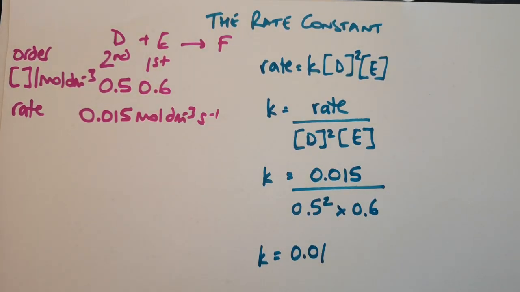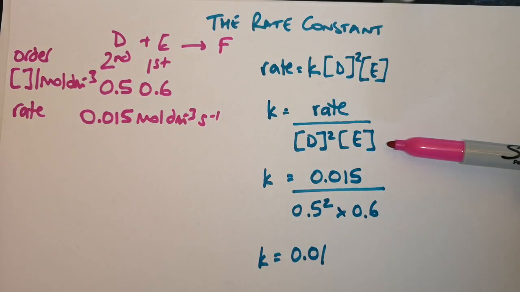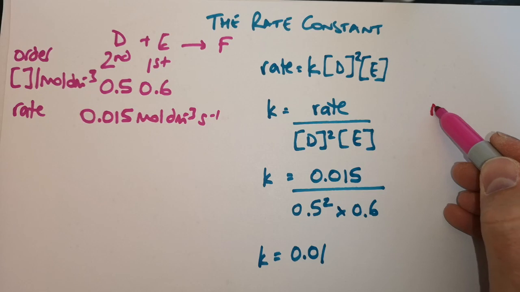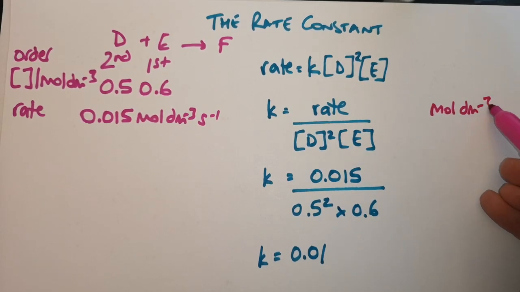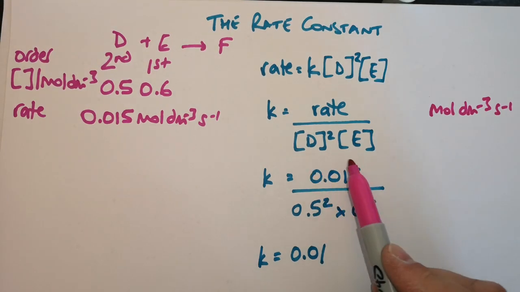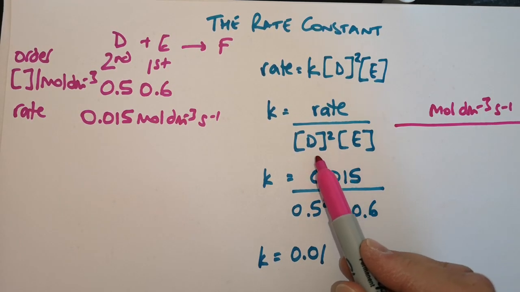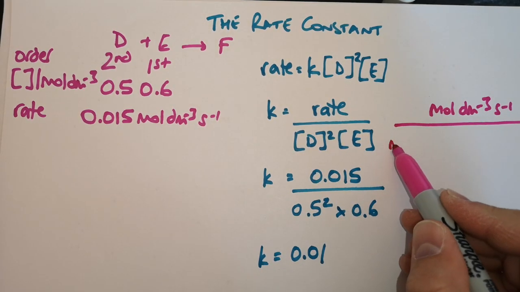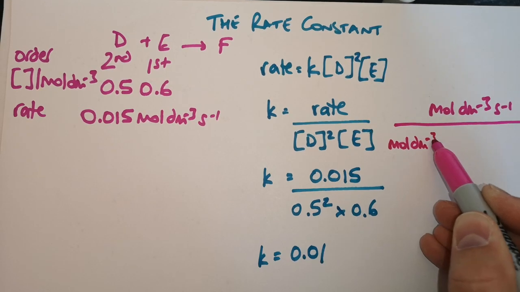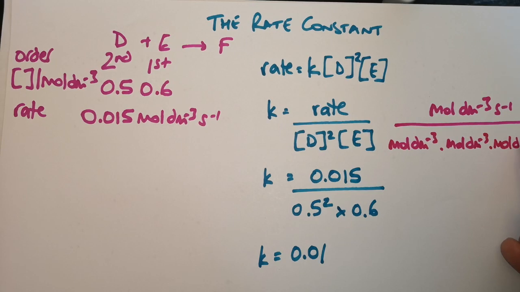We now need the units. So just like in the previous video, let's look at the units of each of the components of this equation here. The units of rate are moles per decimeter cubed per second. The units of concentration are moles per decimeter cubed. Now we have two moles per decimeter cubed terms here and another one here, so we have 3 on the bottom. Moles per decimeter cubed times by moles per decimeter cubed times by moles per decimeter cubed.